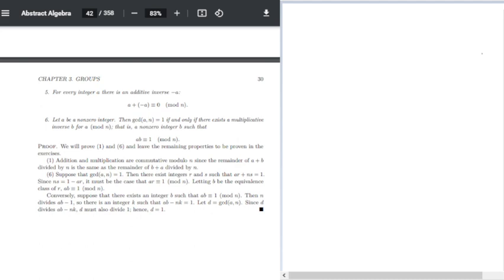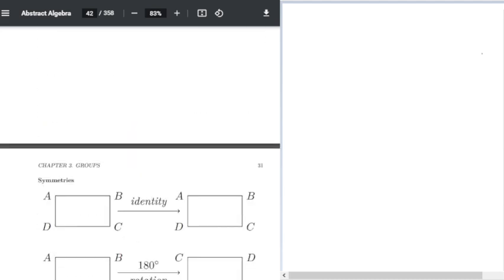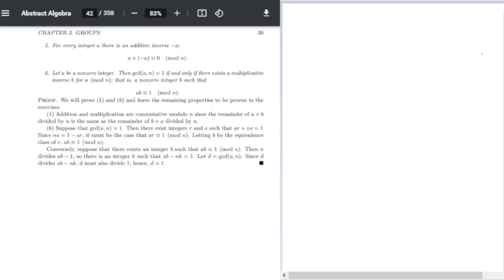6. Let a be a non-zero integer. Then the GCD of a and n, remember that we're taking Z sub n, is equal to 1 if and only if there exists a multiplicative inverse b for a mod n. That is, a non-zero integer b such that ab is equivalent to 1 mod n. For the proof, we will prove 1 and 6 and leave the remaining properties to be proven in the exercises. 1. Okay, it's just a weird formatting with the book.